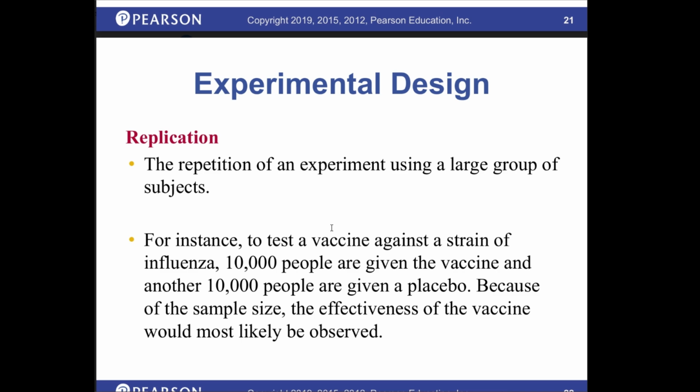For instance, to test a vaccine against a strain of influenza, 10,000 people are given the vaccine and another 10,000 people are given a placebo. Because of the sample size, the effectiveness of the vaccine will most likely be observed.